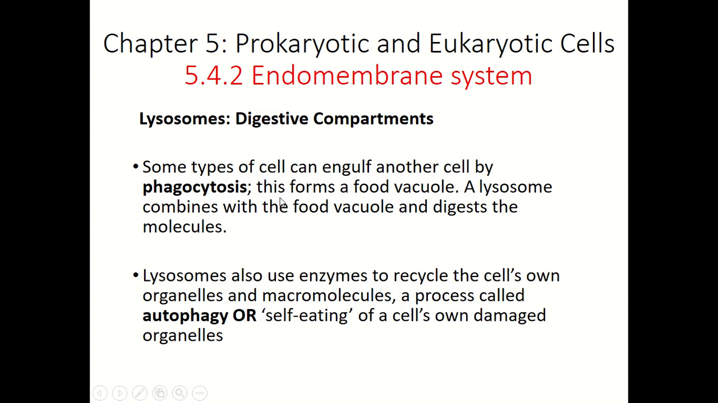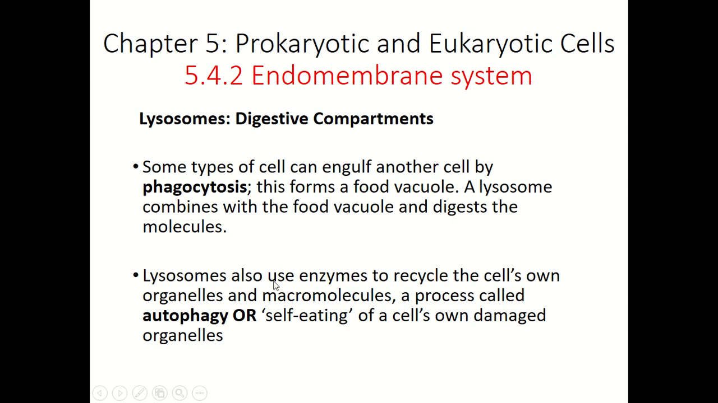So some types of cell can engulf another cell by phagocytosis. This will form a food vacuole. So once the cell engulfs the food and forms a food vacuole, the lysosome later will combine with the food vacuole, and because the lysosome contains hydrolytic enzymes, it will help the cell to digest the food molecules inside.